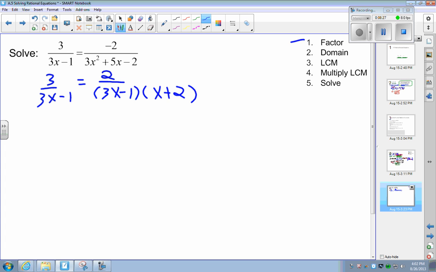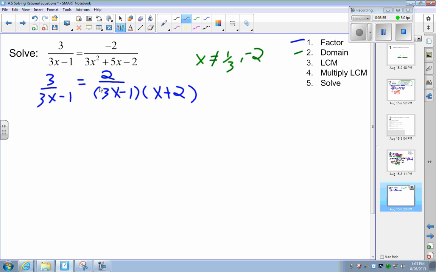Okay. Cool. We factored. Now we figure out a domain. So here we can see that x does not equal 1/3, and it also doesn't equal -2. But it does exist for all the other real numbers. Okay, so we figured out what our domain is.